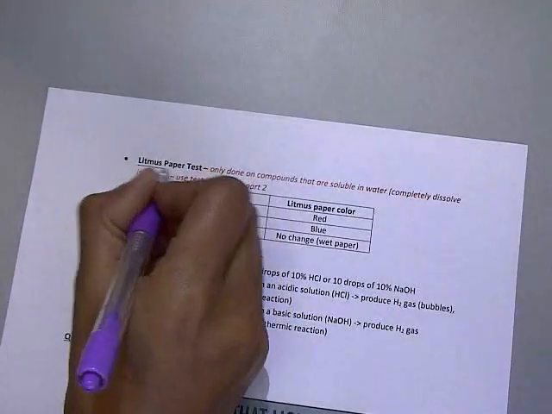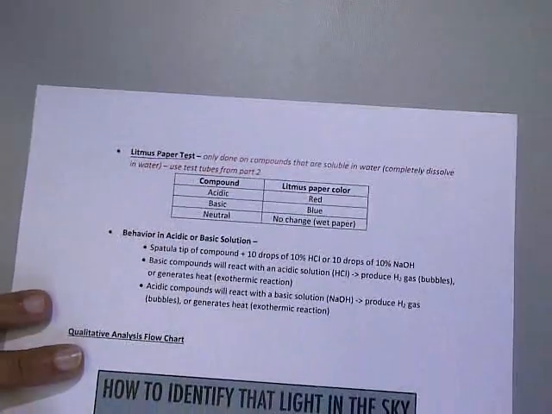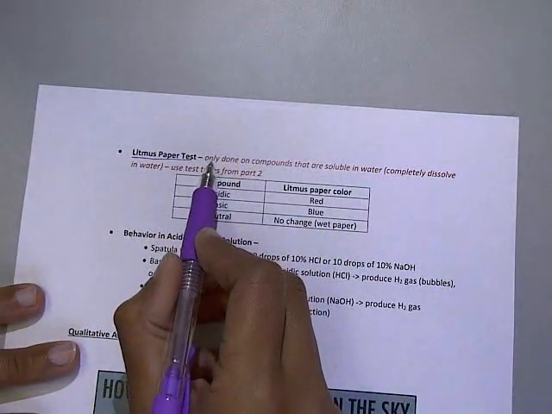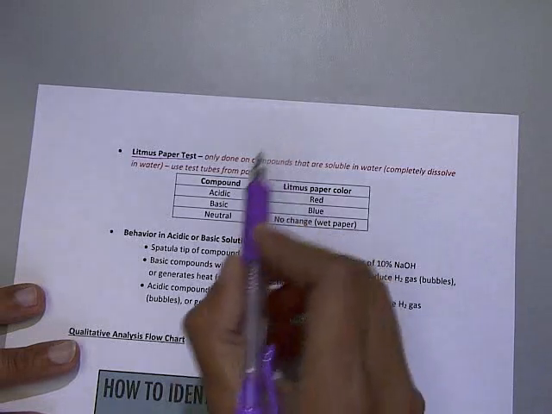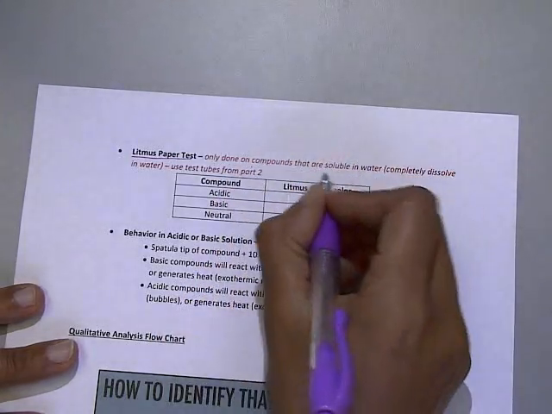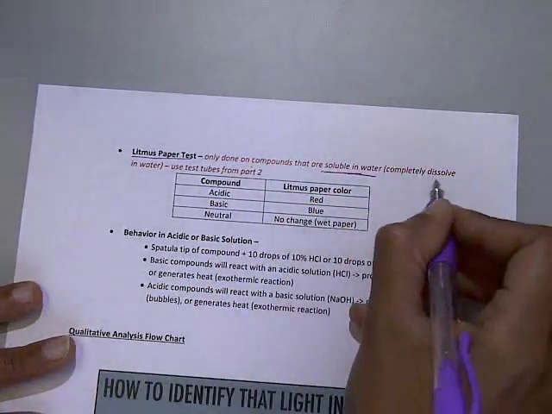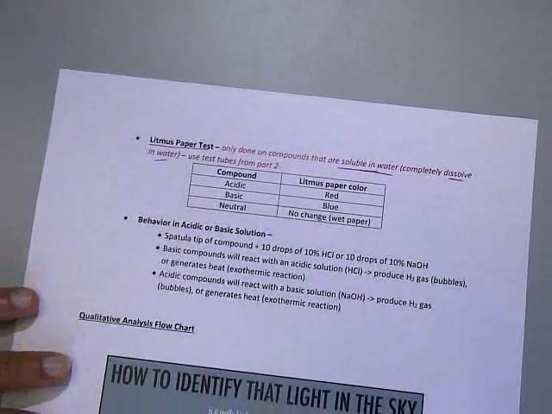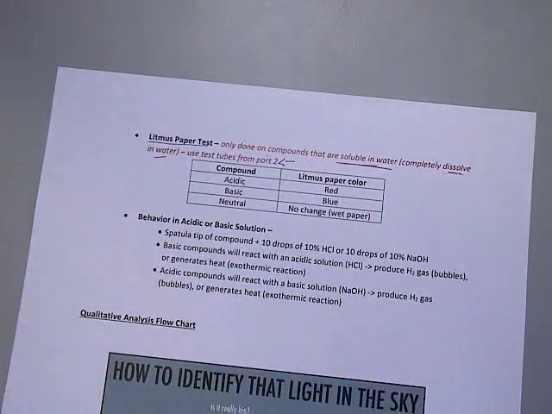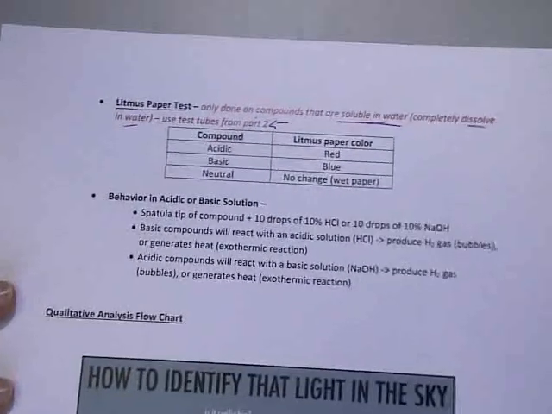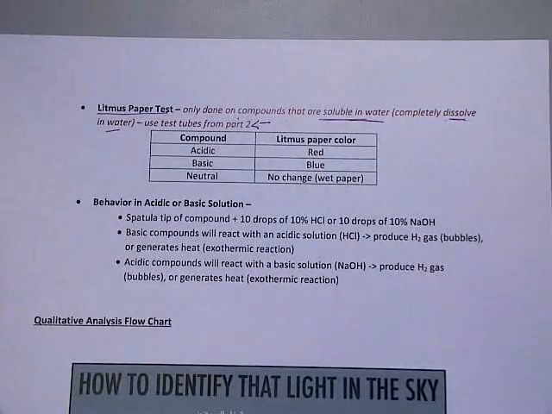So let's talk about the litmus paper test. It's really important, and I wrote this in red. Only do the litmus paper test, and this is again in your lab manual, only do the litmus paper test on compounds that are soluble in water, so ones that completely dissolve in water. And I want you to use the test tubes from part 2. Again, follow instructions carefully, and this lab will be completely seamless.